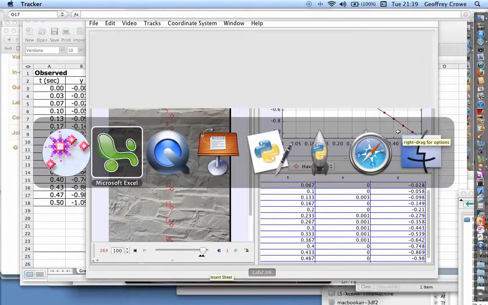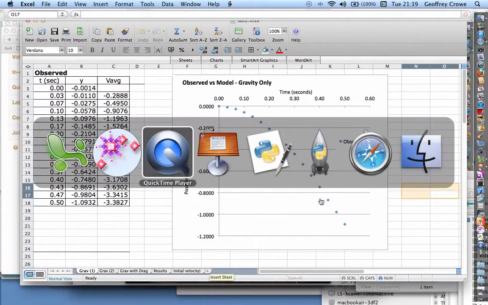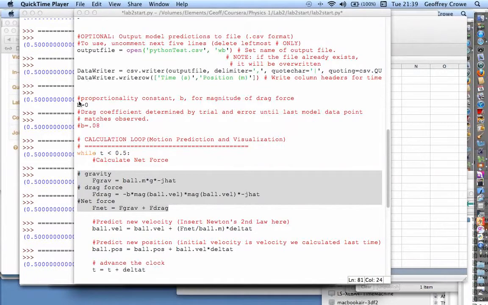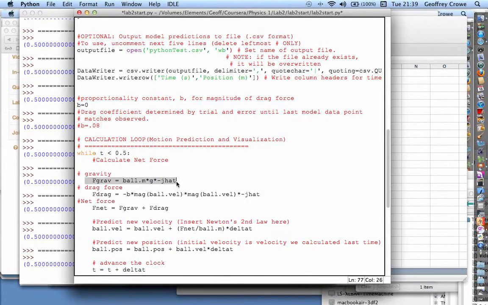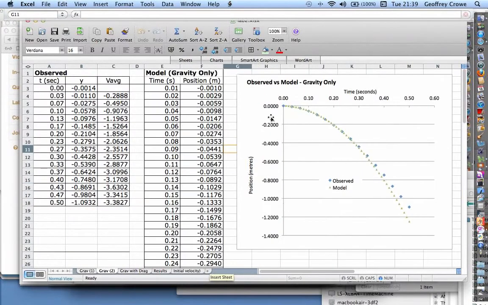So if we transfer that data into Excel and graph it, and then go to Python and model the motion, setting the drag force constant to 0, so in our net force calculation we only include the force due to gravity, and run that, and then have a look at that compared to the observed motion, we can see a very close fit early on, but as we go on during the motion, the model seems to predict a faster velocity than we actually observed.